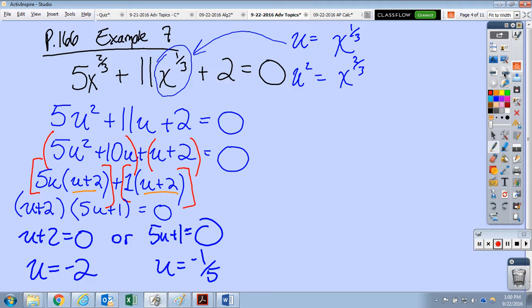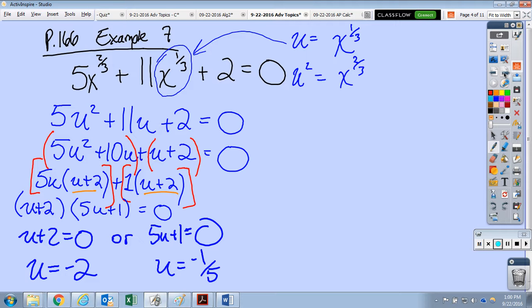Yes? Were we supposed to plug it back in? Plug what back in? You know how we took u equals x to the 1/3. Yeah, were we supposed to plug it in? Yeah, that would be the next thing you're doing, yeah.